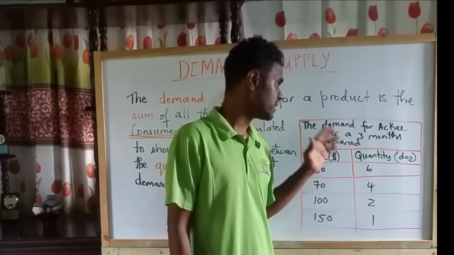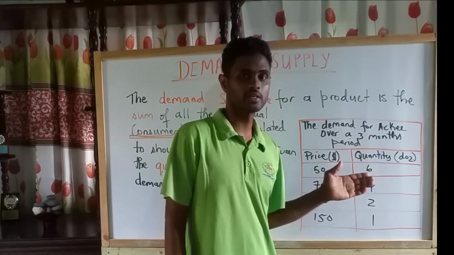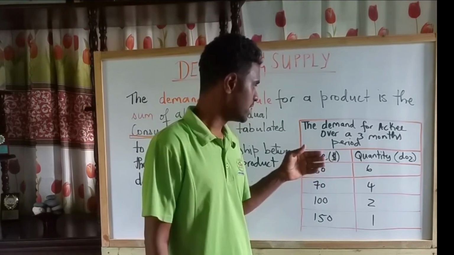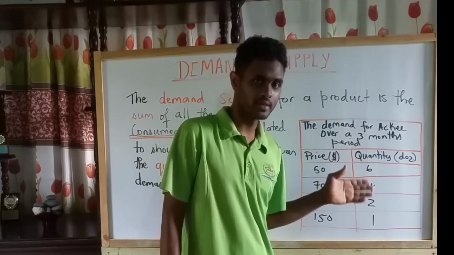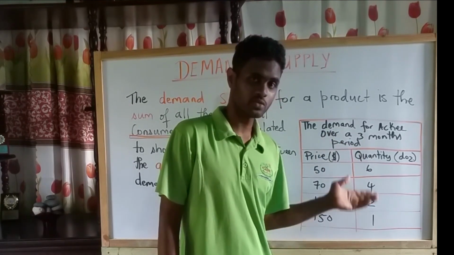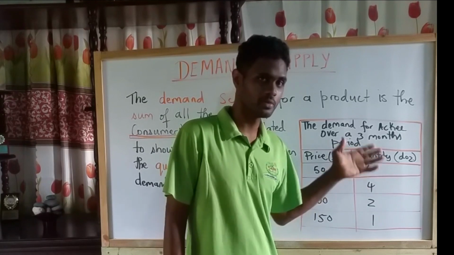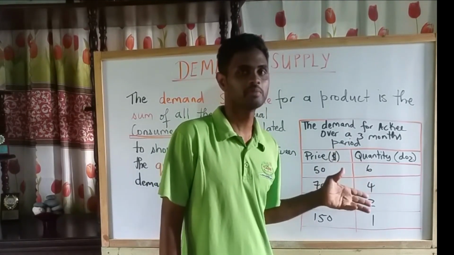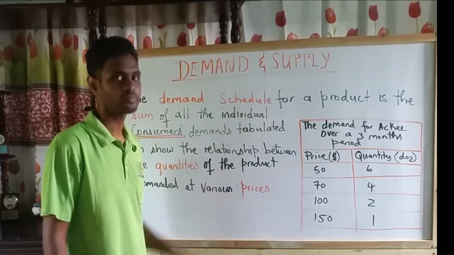But remember that the schedule shows all the demand for one good in a table. Say, for example, 10,000 persons buying Aki in Highgate or in Kingston. They will put all those 10,000 buyers' demand, how they react to the prices, in a table. That's what it is saying. And in this case, it is done for 3 months. So it's basically putting all the demands in a table, tabulating that information. And that is what is called a demand schedule.